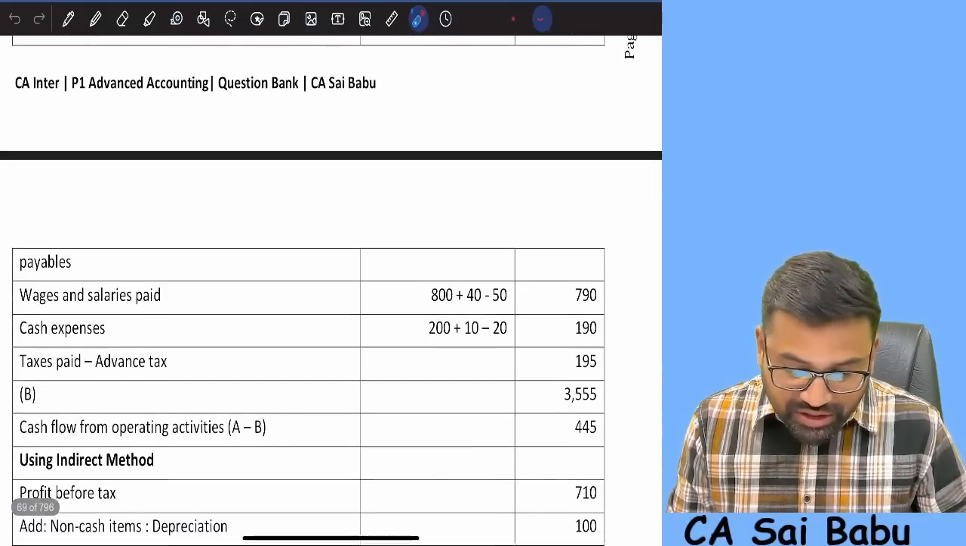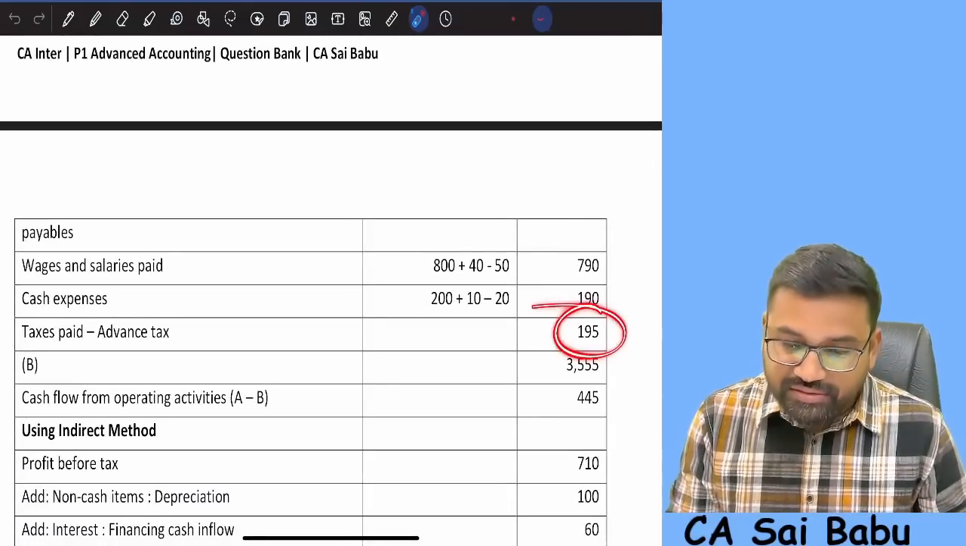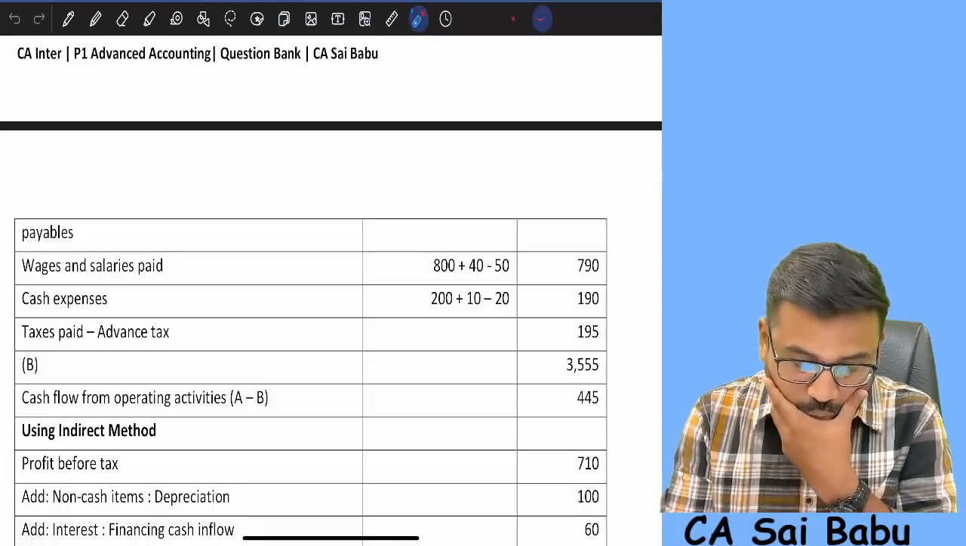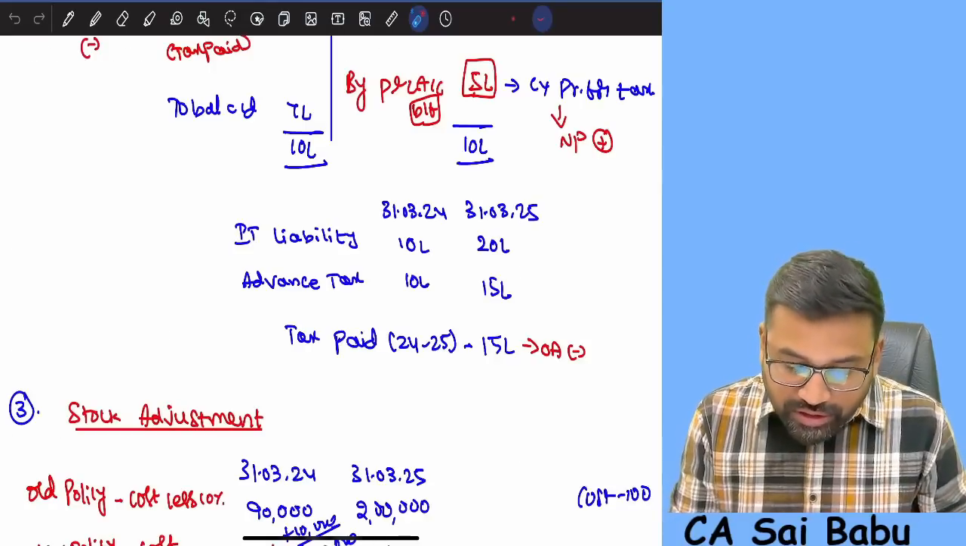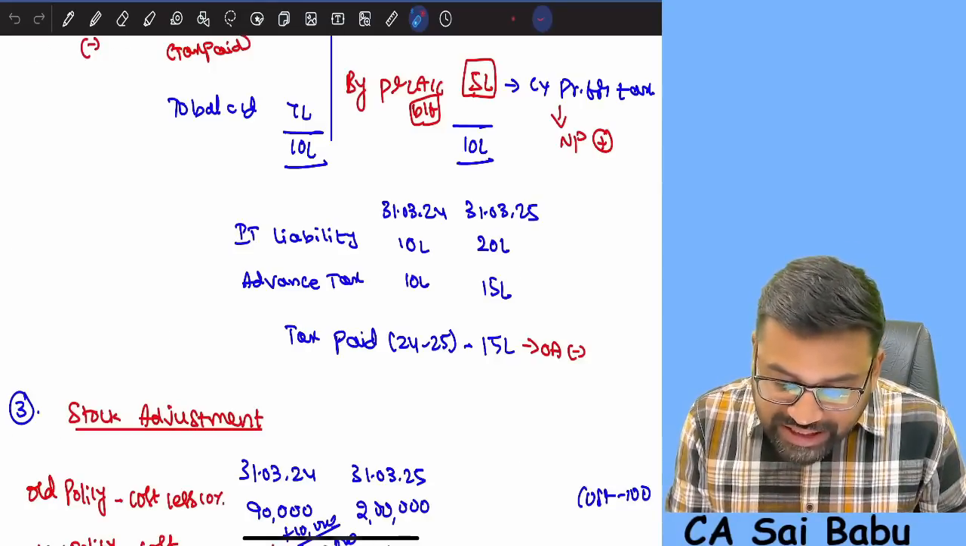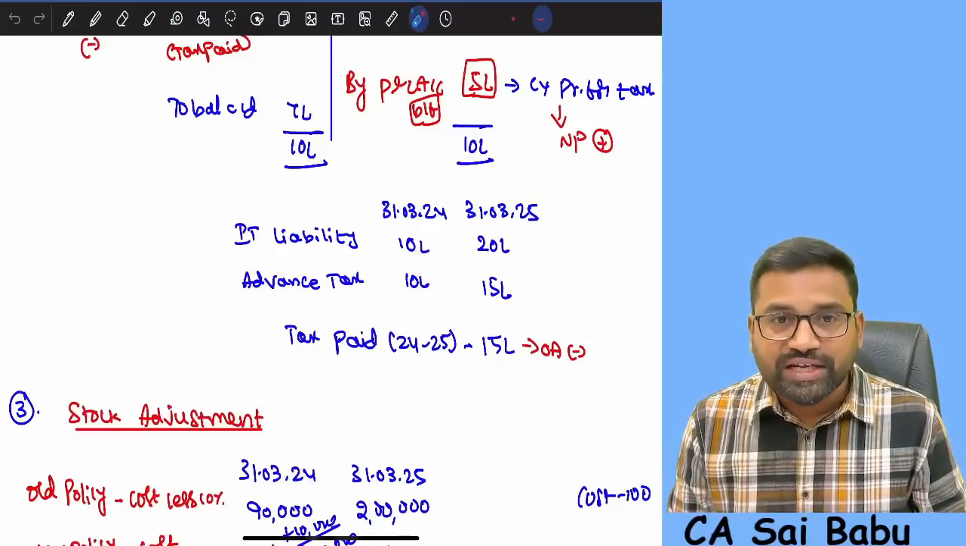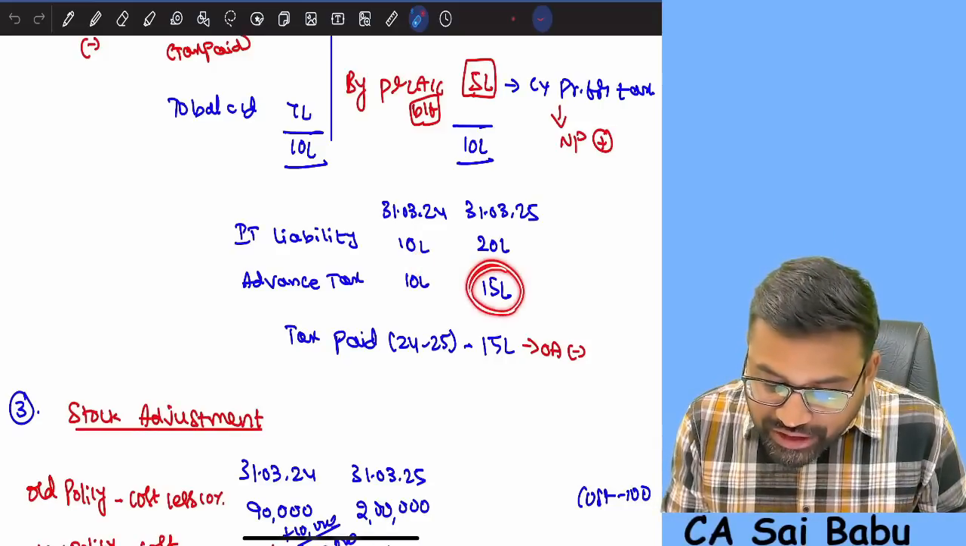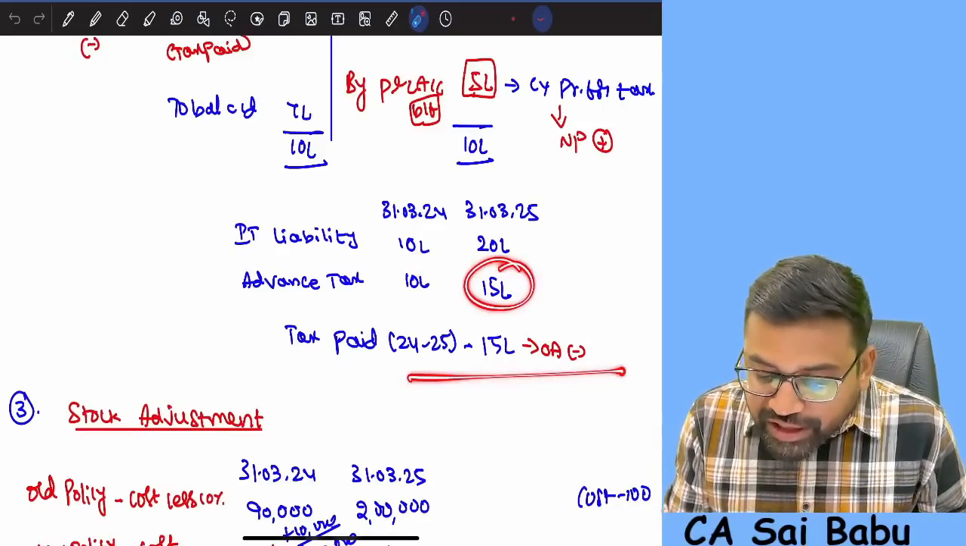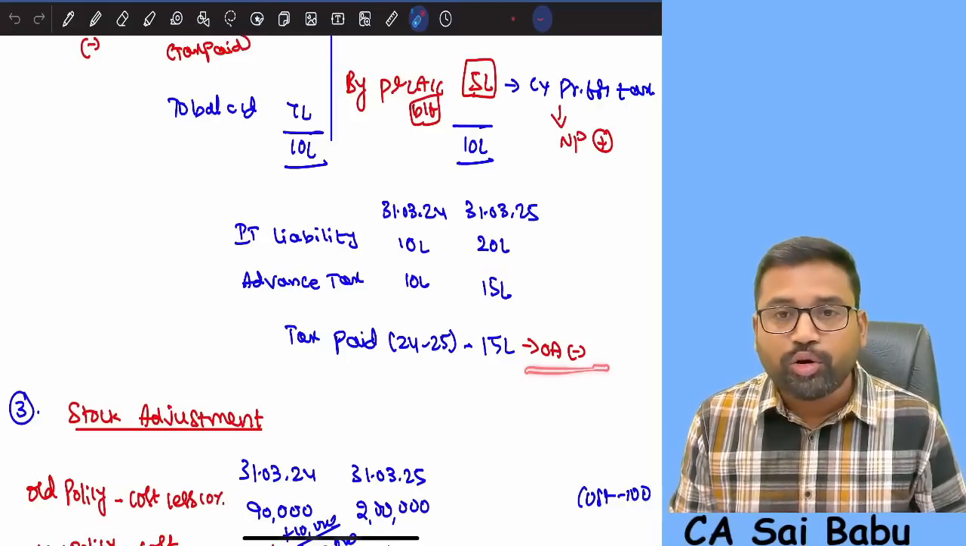Now in this case, you see tax paid 195 they have considered, right? So in this case, whatever the opening advance tax is there is adjusted to opening provision for tax. Whatever the advance tax during the year, 15 lakhs is there, it is nothing but tax paid during the year, which we consider in operating activities.